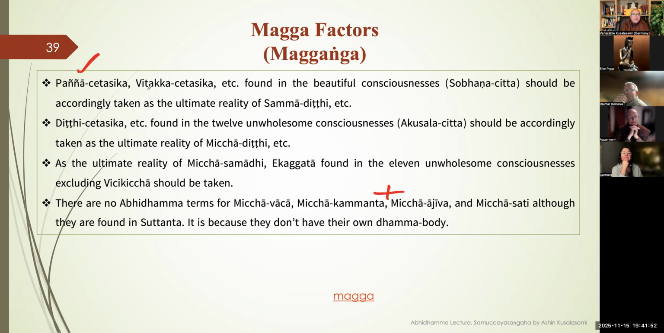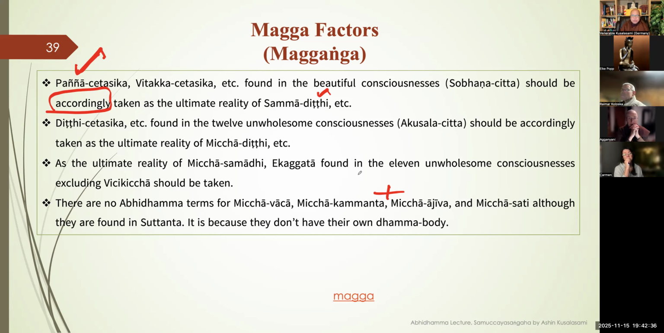Panya, Chitasika, Vidaka Chitasika, etc., found in the beautiful consciousness, Sobhana Jeta, should accordingly be taken as the ultimate reality of Samadhi. So Samadhi, Sama Sankappa, that means, for example, Panya Chitasika. Where can we find Panya Chitasika, in which consciousness can Panya Chitasika be found?